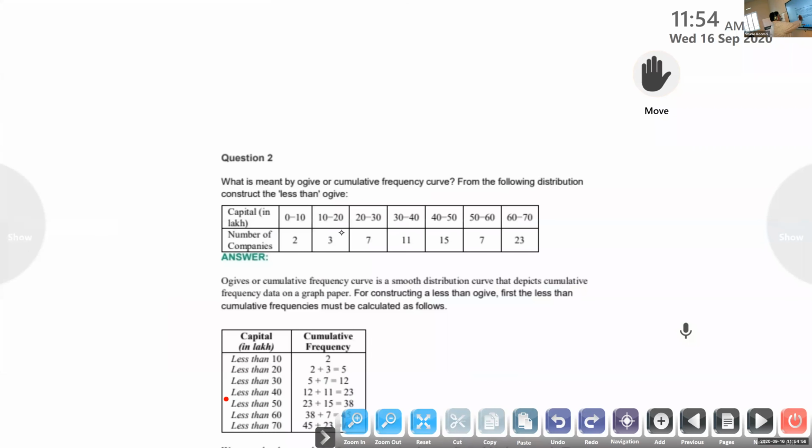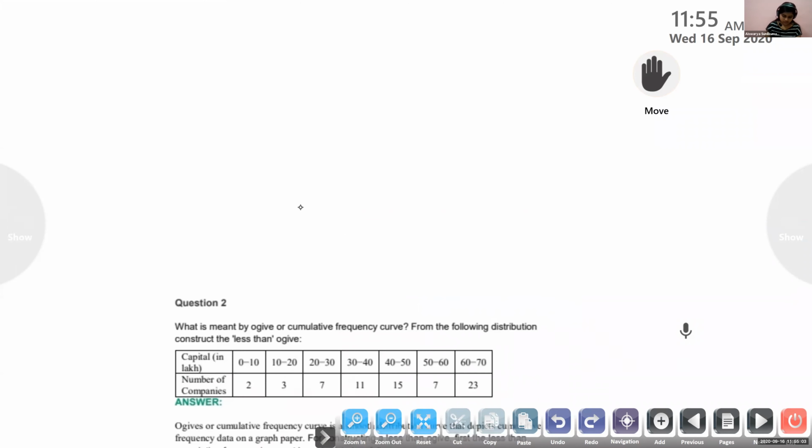Can you see the question? Yes, sir. Okay, write the question. Not needed, just write this table. First of all, capital in lakh: 0 to 10, number of companies 2; 10 to 20, 3; 20 to 30, 7; 30 to 40, 11; 40 to 50, 15; 50 to 60, 7; 60 to 70, 23. Write down the table. Make it fast.